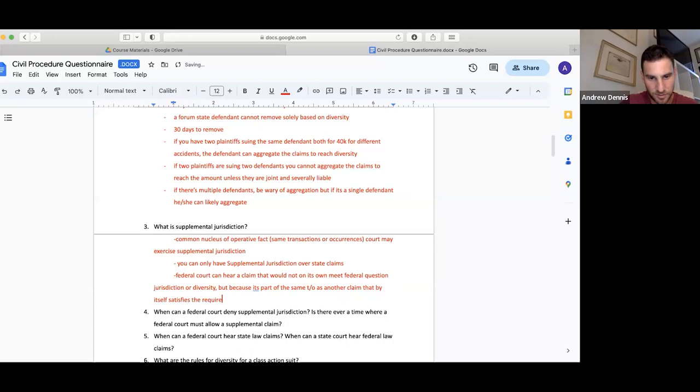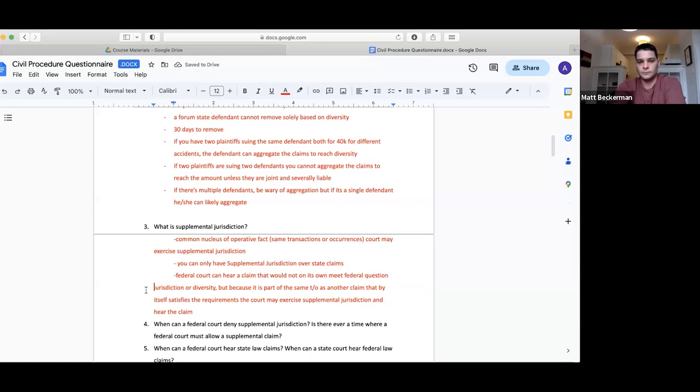So a federal court can hear a claim that would not on its own meet federal question jurisdiction or diversity, but because it is part of the same transaction or occurrence as another claim that by itself satisfies the requirements, the court may exercise supplemental jurisdiction and hear the claim. Yeah.